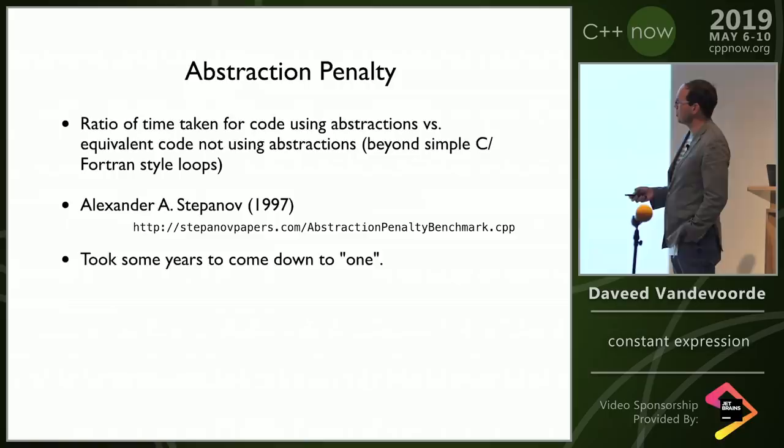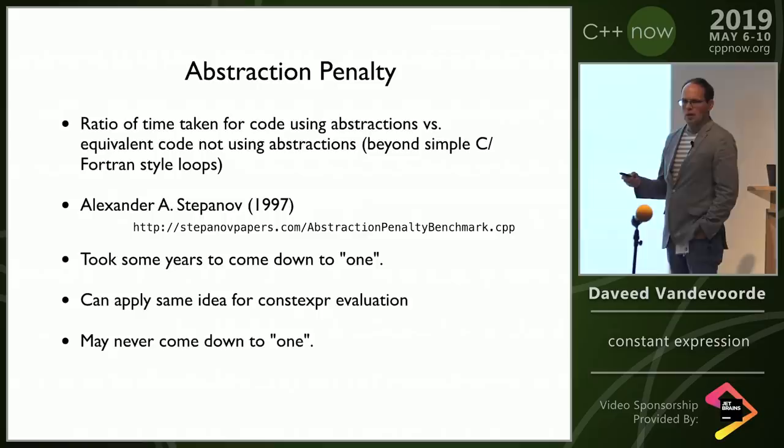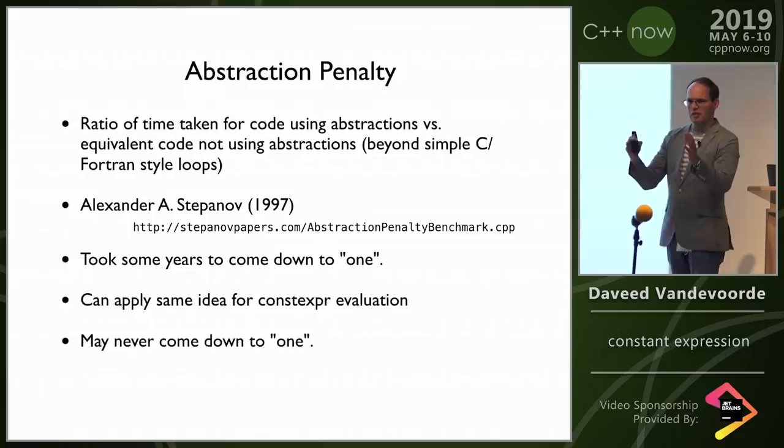It took some years to come down to one, but modern compilers actually do a really good job of that for runtime code. Well, why don't we try to apply the same idea to constexpr evaluation? Now, it will never come down to one, I don't think, because the optimization and the runtime are actually in the same bucket here. So if you spend some time to try to optimize it, your abstraction penalty just went over one.